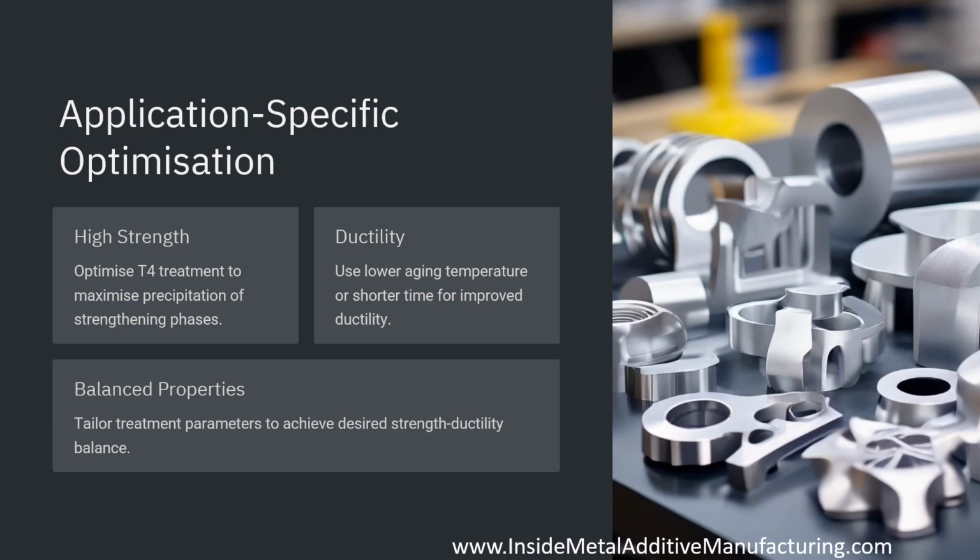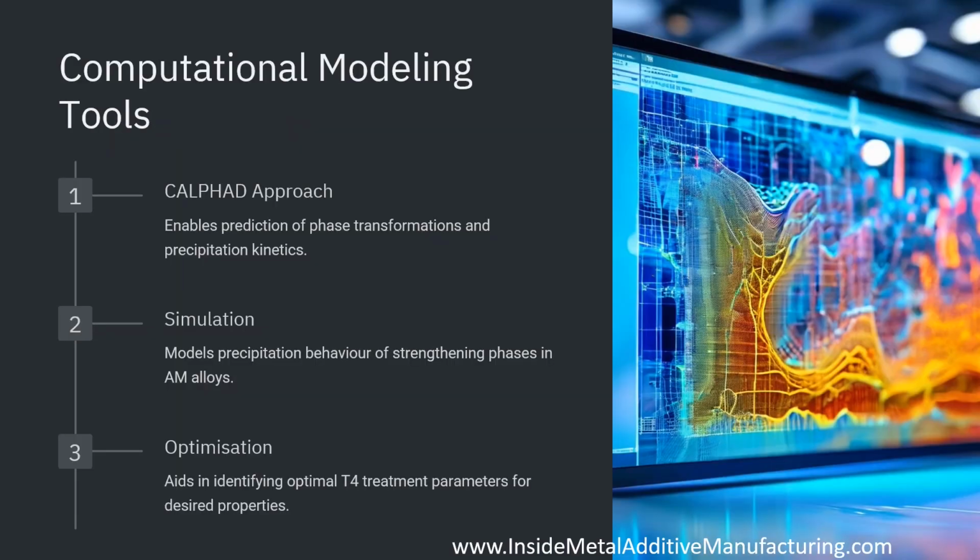Computational modeling tools, such as those based on the CALPHAD calculation of phase diagrams approach, play an increasingly important role in optimizing heat treatments for additive manufacturing alloys. These tools enable the prediction of phase transformations and precipitation kinetics under different heat treatment conditions, reducing the reliance on time-consuming and costly experimental trials.